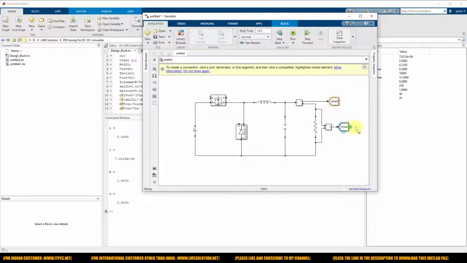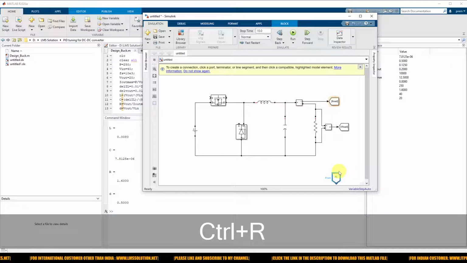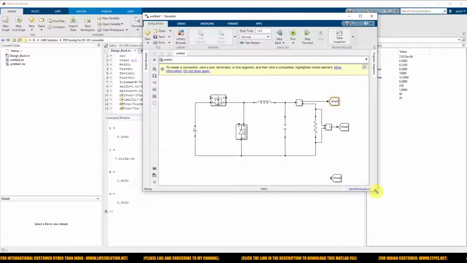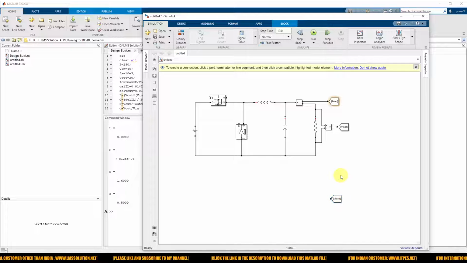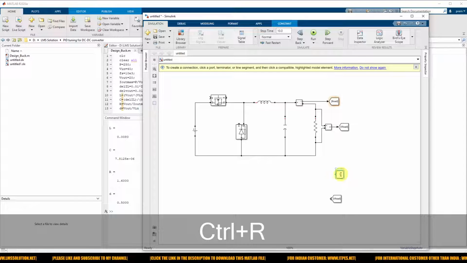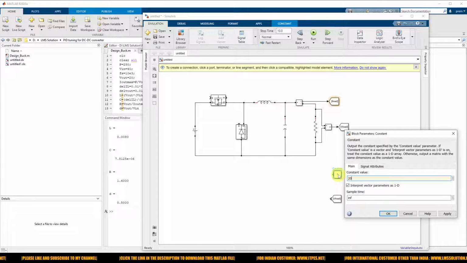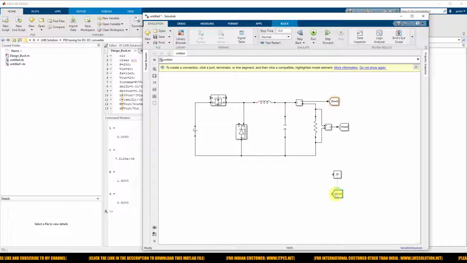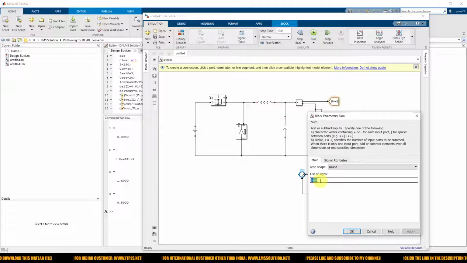Next, I'm going to take this V load. This actual voltage should be compared with the reference voltage, right? For that I'm going to take a constant block to specify the reference voltage. Here our reference voltage requirement is 20. Next we need to compare both the reference and the actual, so for that I'm going to use a sum block and then rotate it. I'm going to connect the reference and the actual, just changing the plus and minus signs.